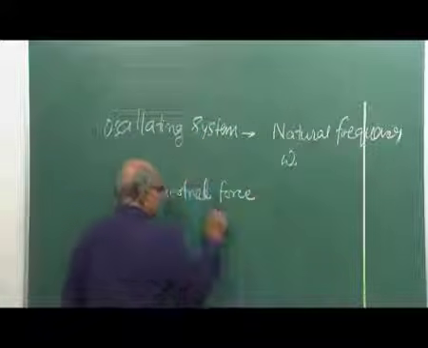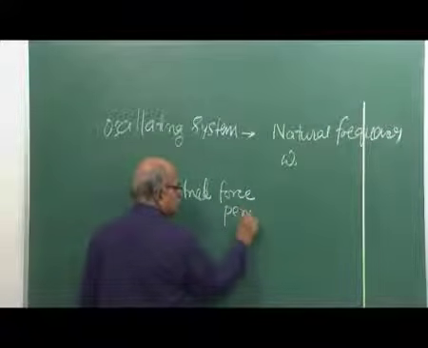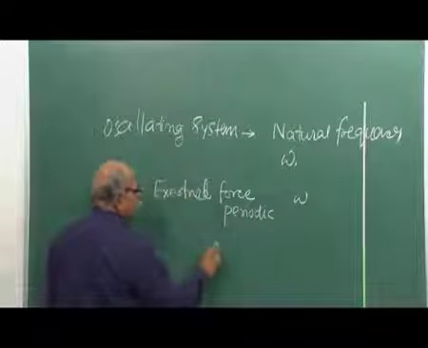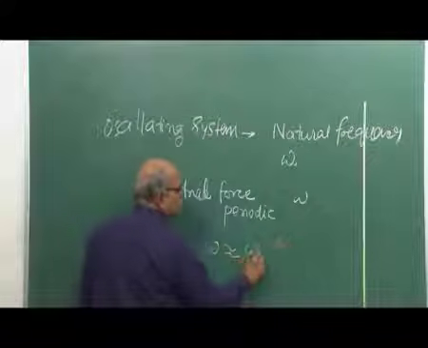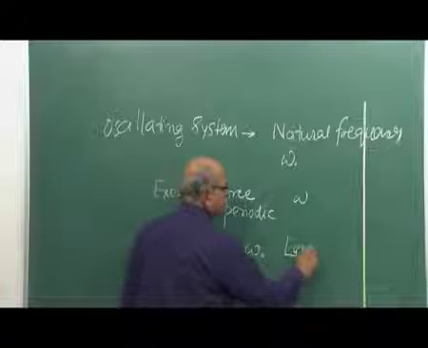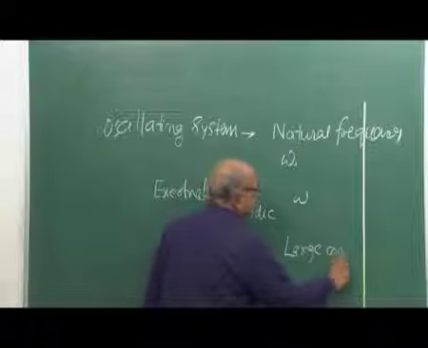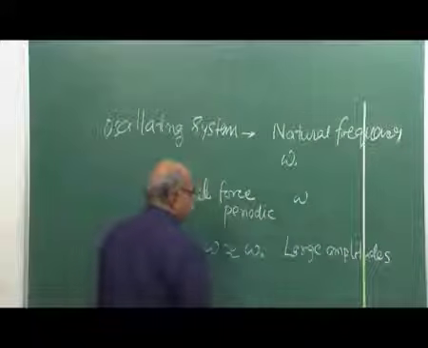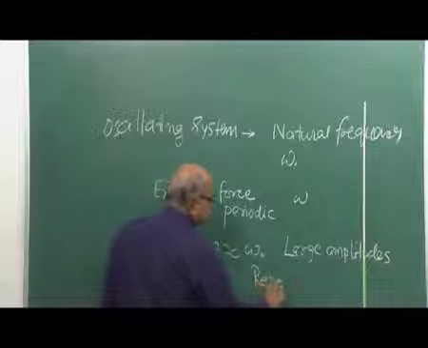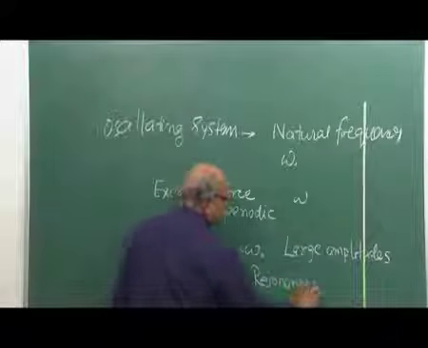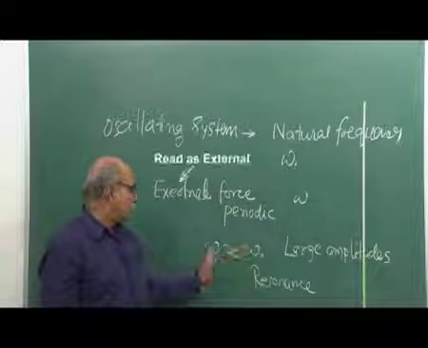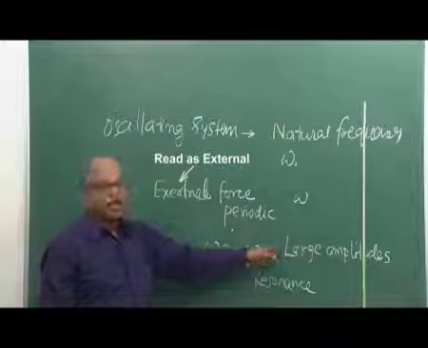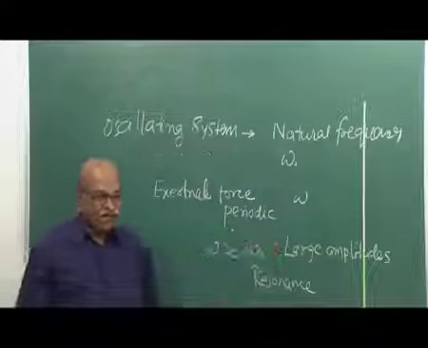and if that is also periodic and its frequency is omega, then if omega is close to omega naught, you have large amplitudes. That is called resonance. And if omega and omega naught differ from each other significantly, then the amplitudes are smaller. And I have an apparatus here.